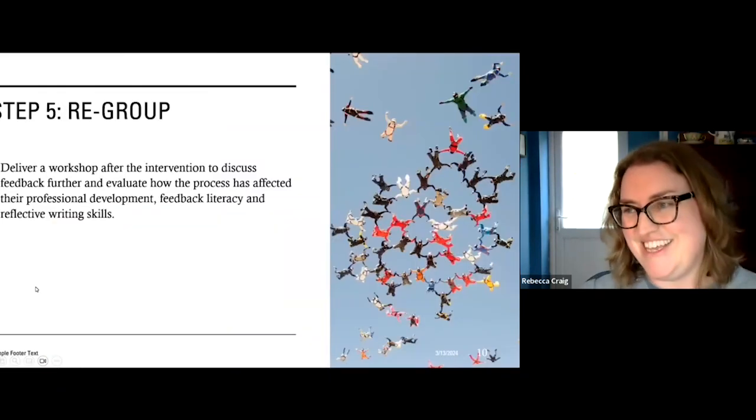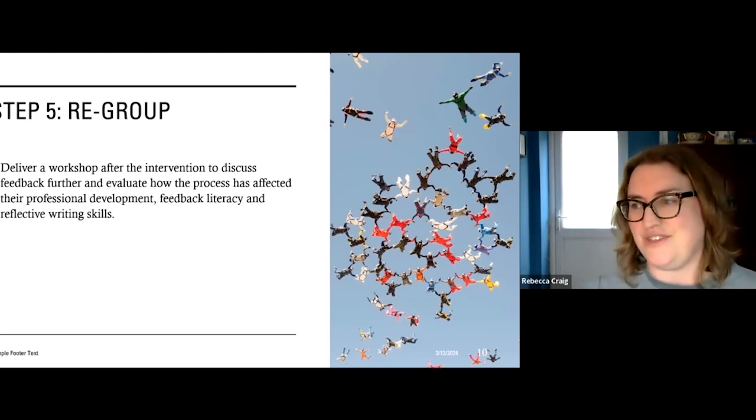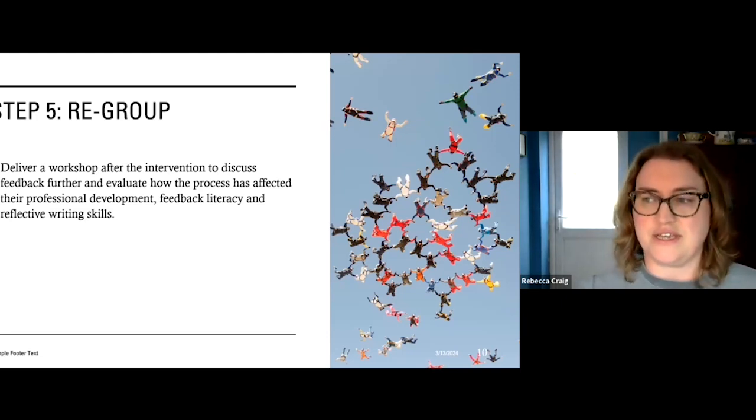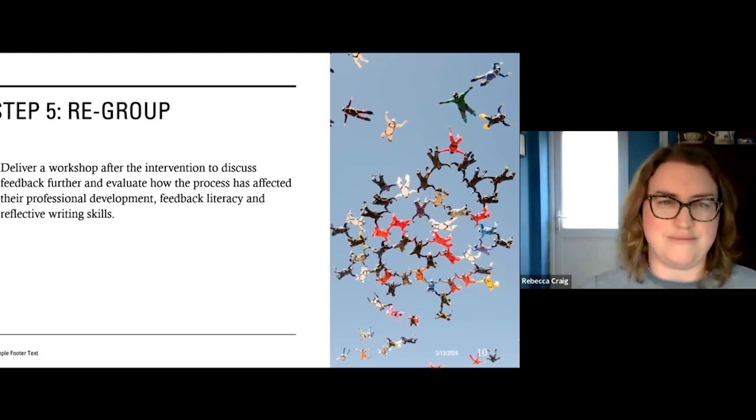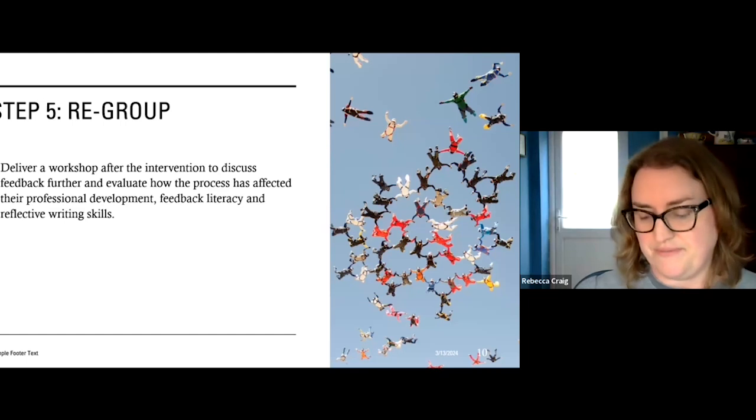On which note, the literature also recommended regrouping, so doing a session after the workshop to discuss the feedback and evaluate the project so far, and support the students in pulling out their learning in terms of their professional development, their feedback and reflective writing skills.